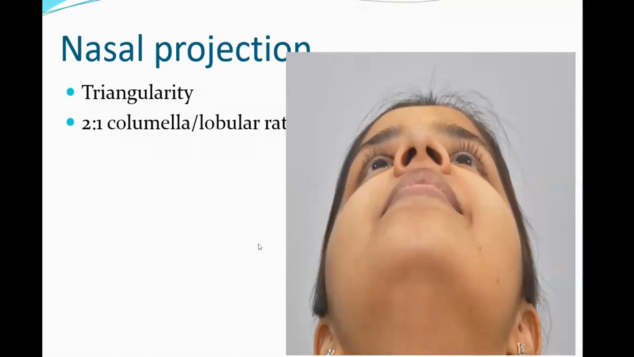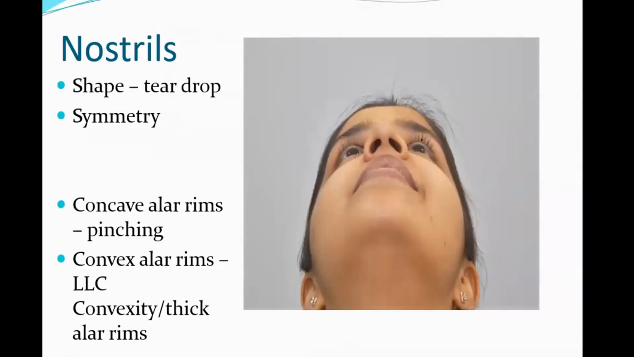So nasal projection always exists in a triangular ratio. You need to have an equilateral triangle with a 2:1 columella-lobular ratio. Means to say, if you divide this line into thirds, the columella should be 2/3 and the lobule should be 1/3. If it is different, then you're going to have a very wrong-looking base. The nostril should be teardrop shaped and symmetric. It should be pointing towards the soft triangle. If you have a convex alar rim, the flaring might be too much. If you have a concave alar rim, it will look like a pinched nose.